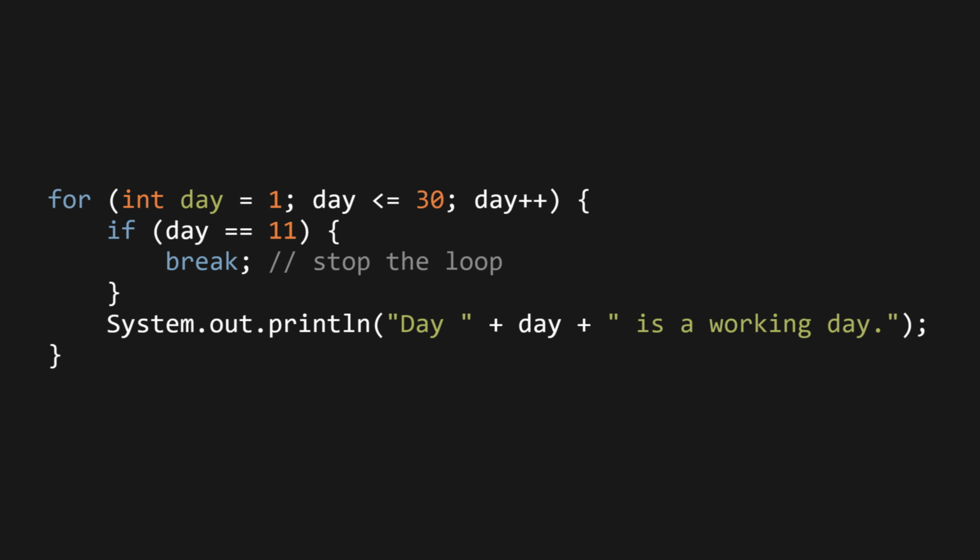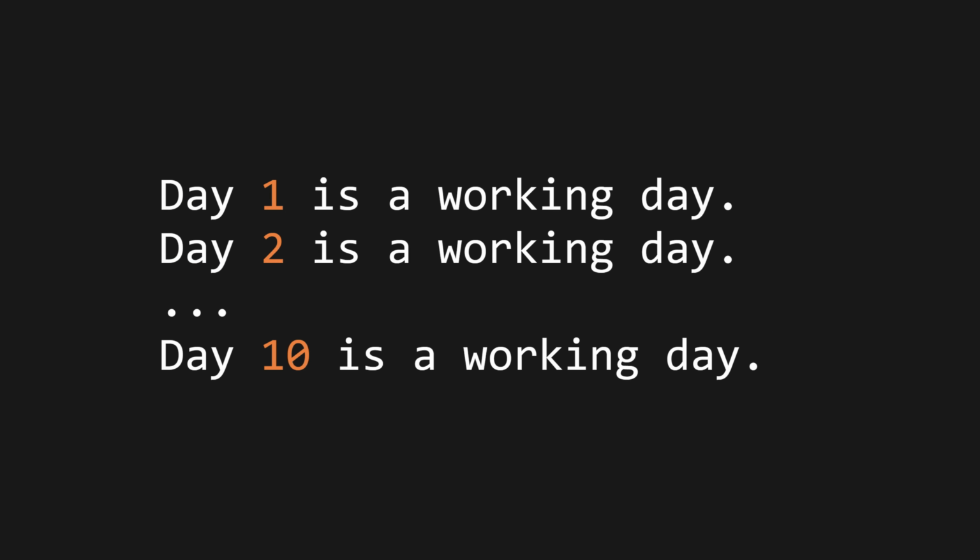So what's happening here? The loop starts at day 1 and prints up to day 10. When it reaches day 11, the condition if day equals 11 is true, then break is triggered. The loop stops immediately. The output will be day 1 is a working day, day 2 is a working day, all the way to day 10 is a working day, and then it will break. Think of break like a boring movie. The moment it gets too boring, you will walk out of the theater.